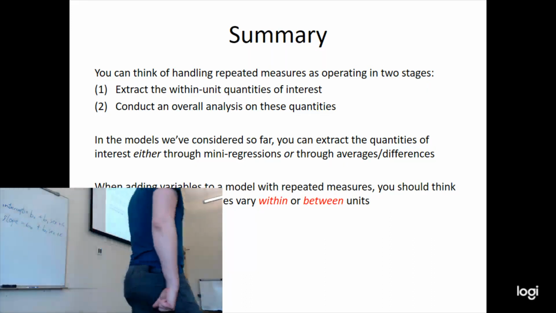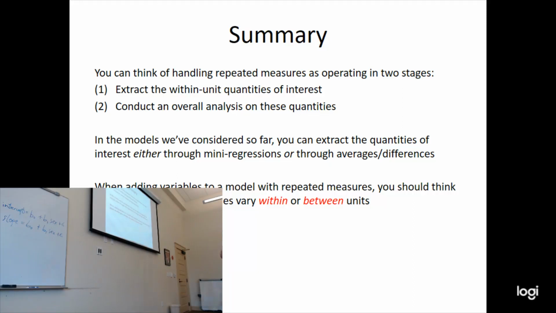If you're making your model a little bit more complicated, one of the things that you have to think about is whether the extra variables that you're adding to your model vary within unit or do not vary within unit. We haven't considered what it looks like when your variables vary within unit. I'll show you that on Monday. But when they vary between units, those variables go in that second stage of analysis.